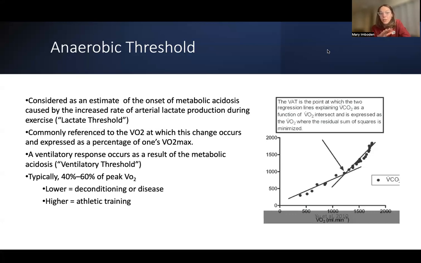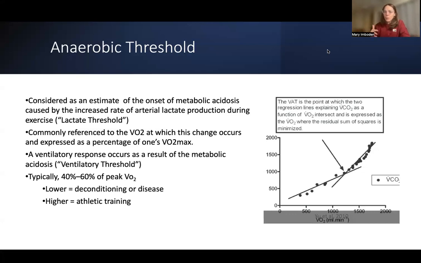Specifically, anaerobic threshold is an estimate of the onset of metabolic acidosis caused by the increased rate of arterial lactate production during exercise. So it's also known as our lactate threshold. And when we build up lactate, our body is really good at buffering lactate. So we're always producing lactate in our body, but it's usually in this really nice balance of we create it, we buffer it, and it's cleared, right?